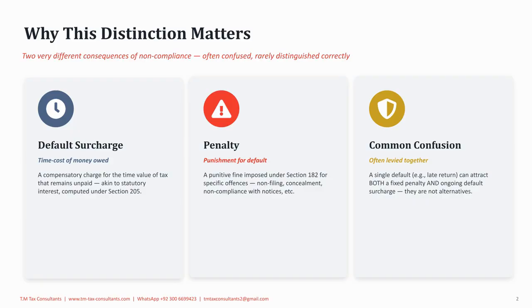Default surcharge acts as a compensatory charge for the time cost of unpaid money. In contrast, a penalty is a punitive measure for specific defaults like non-filing. Often, both are levied together, so it is important to understand they are not alternatives.